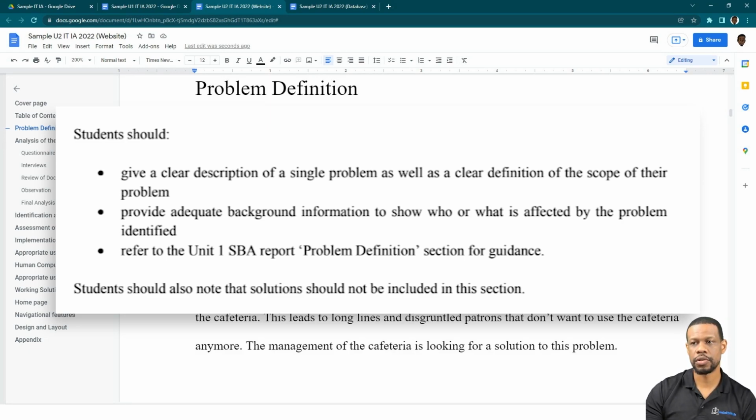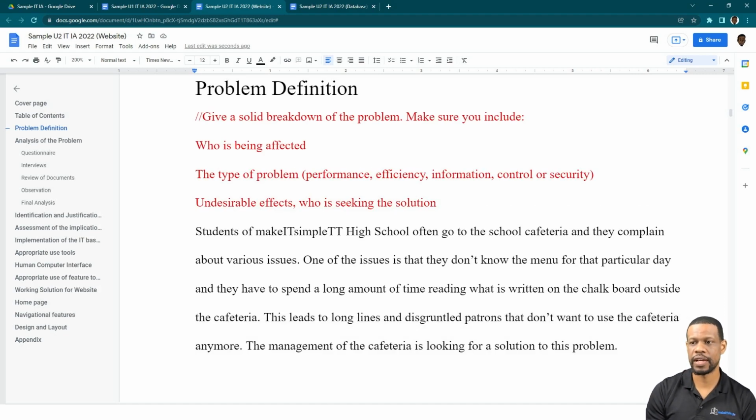They want you to make sure that you give a clear description of the single problem as well as a clear definition of the scope, give adequate background information to show who or what is affected by the problem identified, and refer to the Unit 1 SPA report problem definition for guidance. When I refer to the Unit 1 SPA report problem definition for guidance, it basically said the same thing that I have put here. So what I think they want, they specifically said, provide information on who or what is affected. So they want a little more context, right?